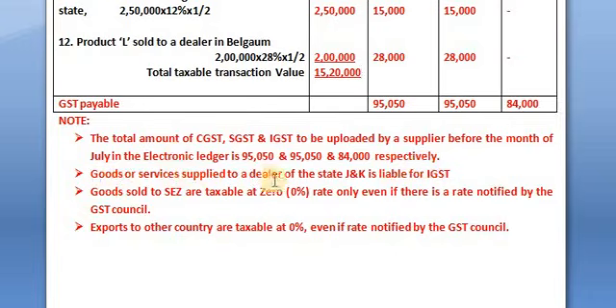Goods or services supplied to a dealer of J&K are liable for IGST. Goods sold to cess are taxable at 0 rate only, even if there is a rate notified by the GST council, because you should not get confused.